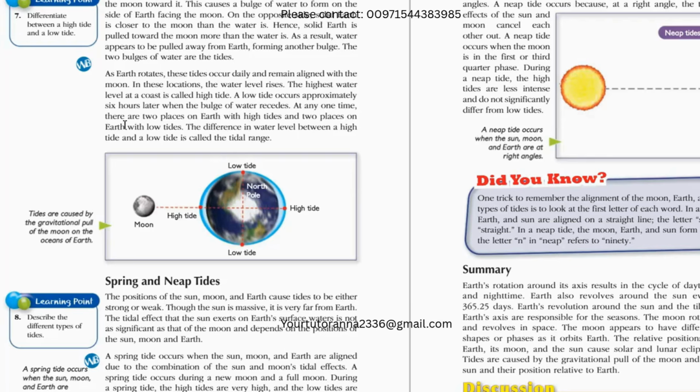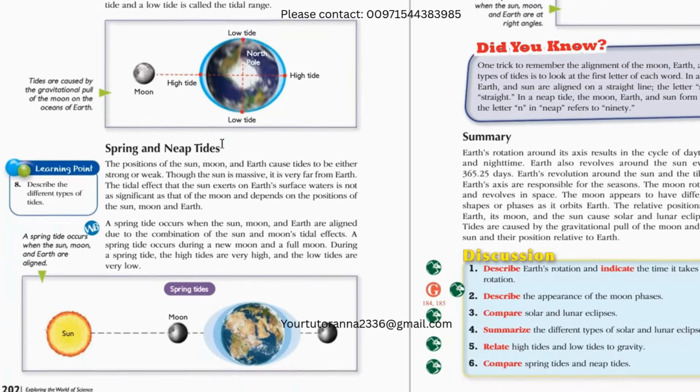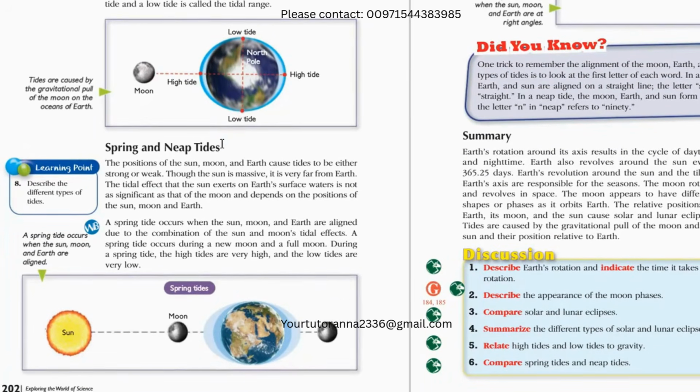Low tide occurs approximately 6 hours later when the bulge of water has receded. So remember, when there is less water, there's more pull towards the earth, not the water. At any one time, there are two places on earth with high tides and two places on the earth with low tides. The difference in water level between high tide and low tide is called a tidal range. Okay, I hope this is clear. So the tidal range and everything.